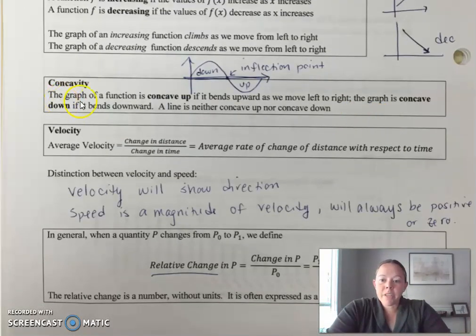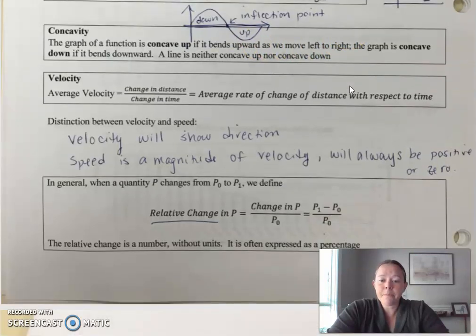Okay, and then concavity. So the graph is concave up if it bends upward, concave down if it bends downward. A line is neither concave up nor concave down. And where you change concavity is called an inflection point. It can get a little tricky determining if it's concave up or concave down. Maybe think in terms of water. Would your water spill out, or would it be able to hold the water, if that helps you? Some students do have issues seeing concavity. So if you're one of those students, please let me know and I can try to help you.